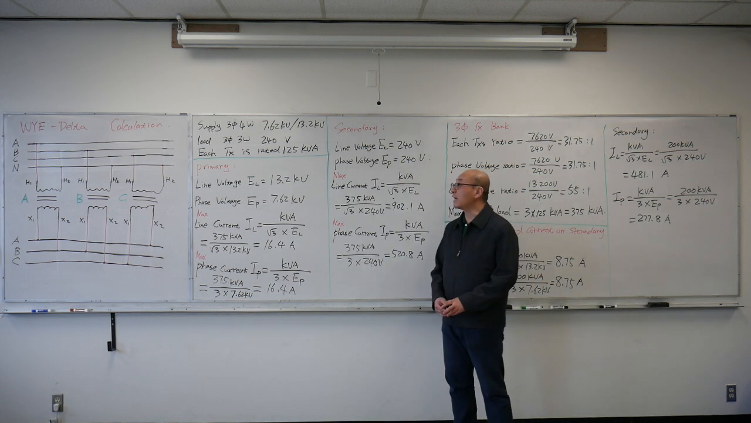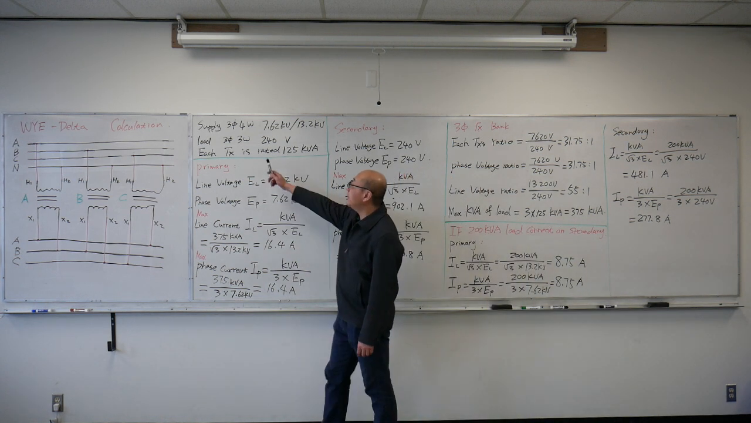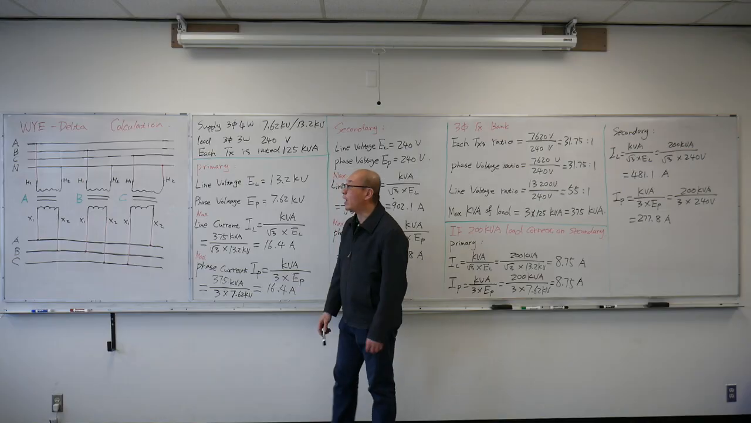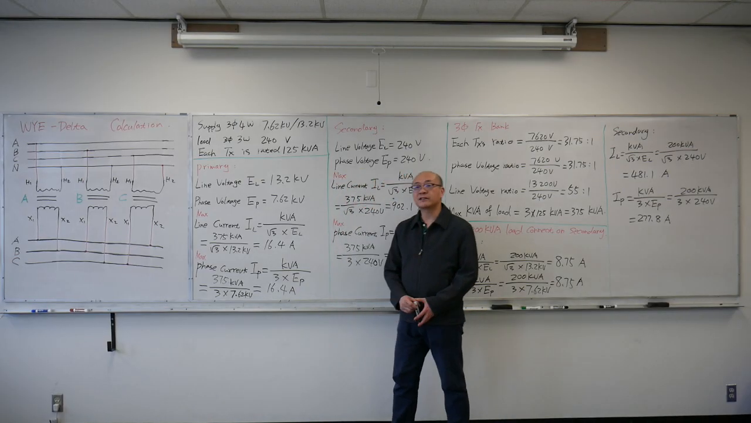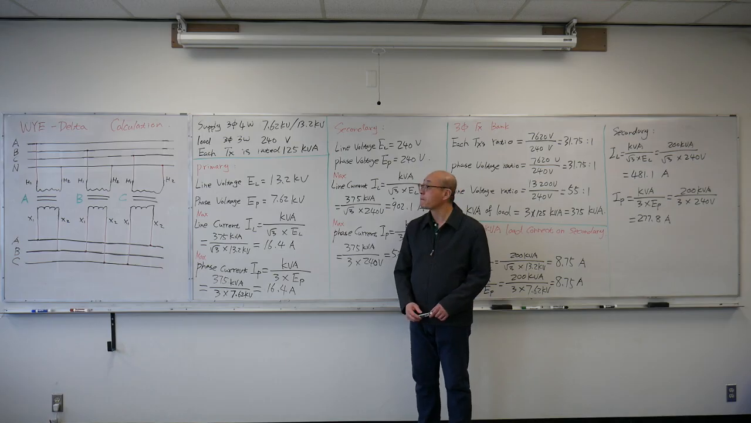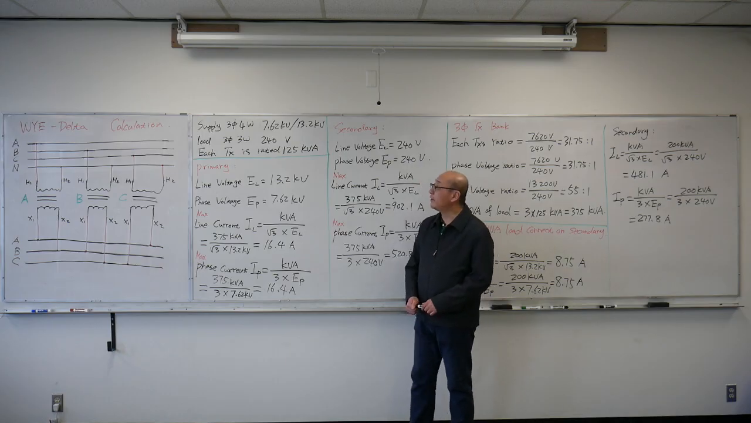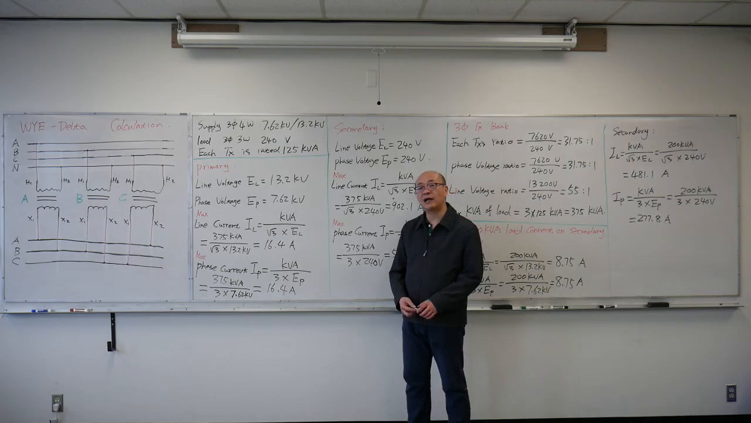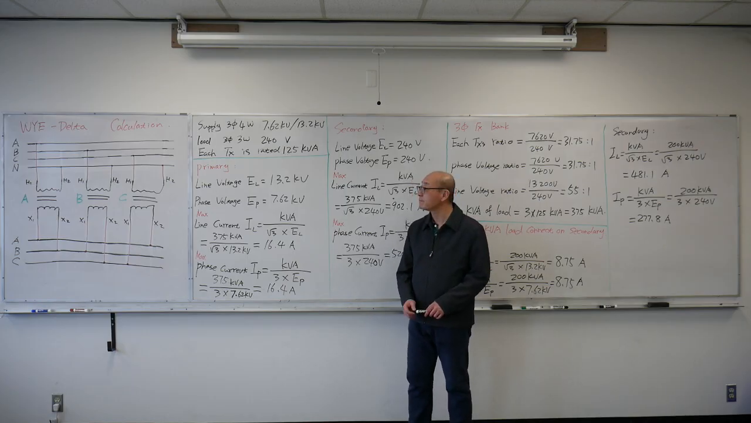Next, we're going to do the calculation of the supply. High side: three-phase 4-wire, 7.62 kV and 13.2 kV. Low side: three-phase 3-wire, 240 volt. Each transformer is 125 kVA.